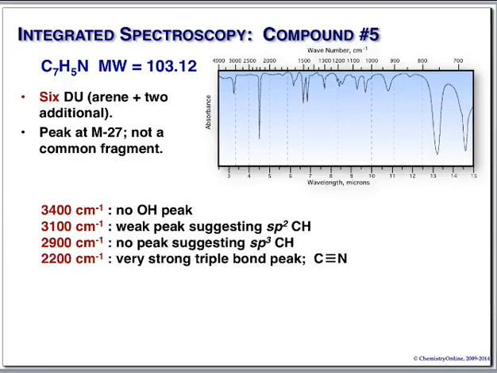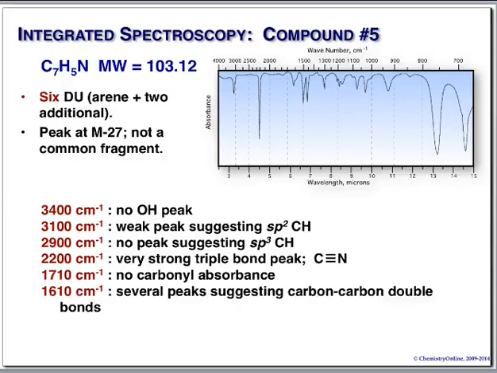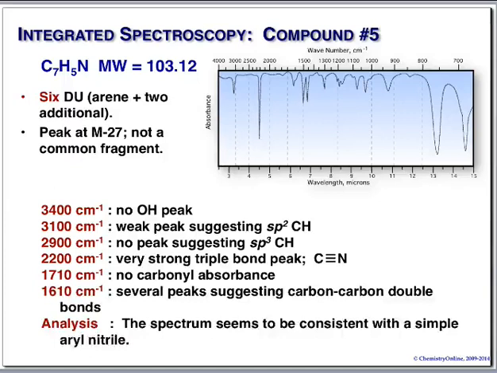Down here we have nothing for carbonyl. We have 1, 2, 3, kind of ugly peaks, but those would be consistent with a benzene carbon-carbon double bond. They're really not much to write home about. I might even say suggesting possible. So this looks like we have a benzene ring and a nitrile.